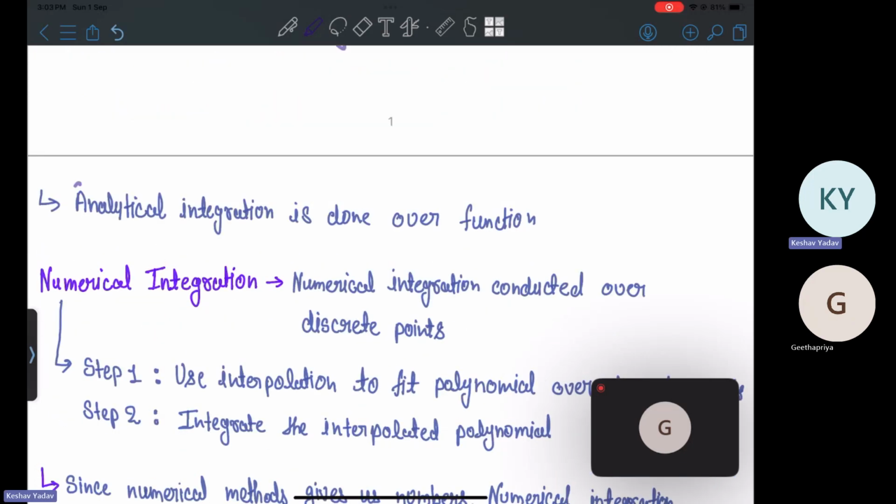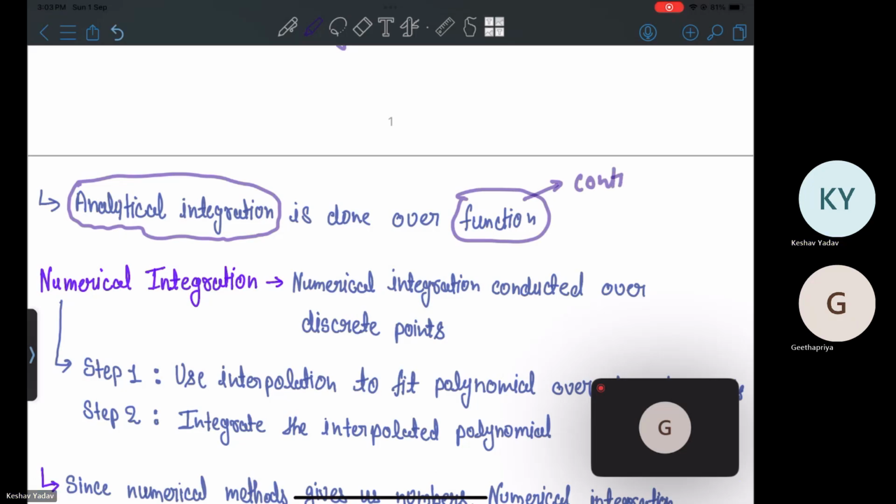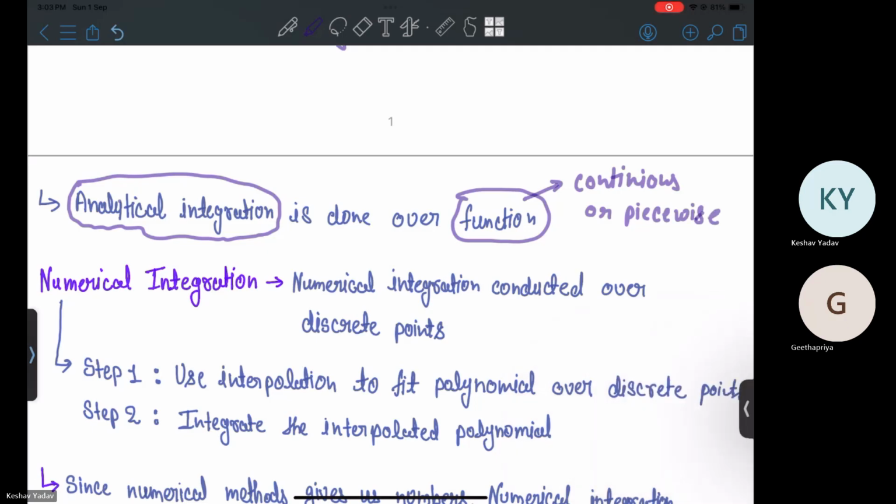So when we do analytical integration, this analytical integration is applied over a function. This function is generally continuous or piecewise continuous.